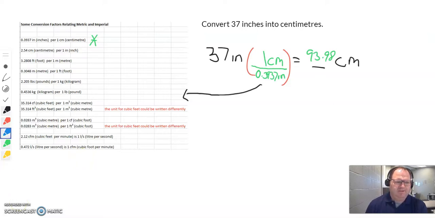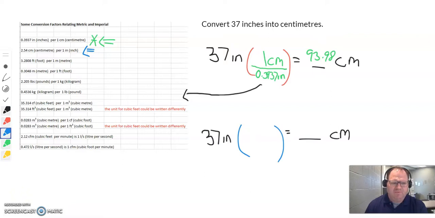I can hear the questions now. Why did I use this conversion factor rather than this one, which also has centimeters and inches in it? Fun fact, it doesn't matter which conversion factor you use, just so long as your setup is the same. So 37 inches, some conversion factor equals a certain number of centimeters. So it's 2.54 centimeters per inch, which is 93.98 centimeters.